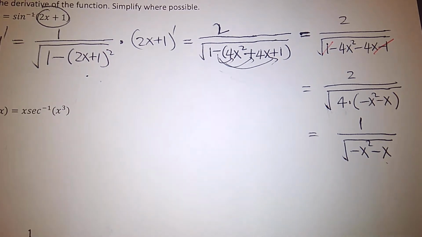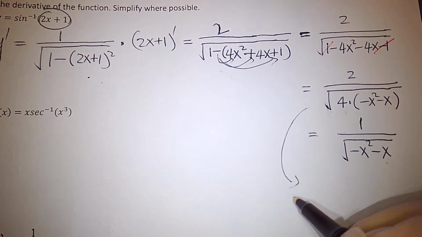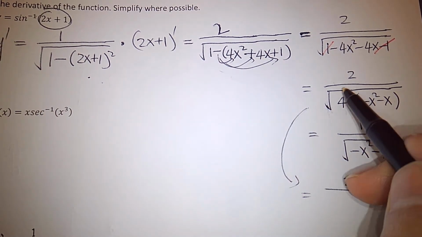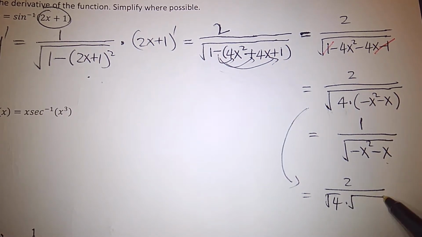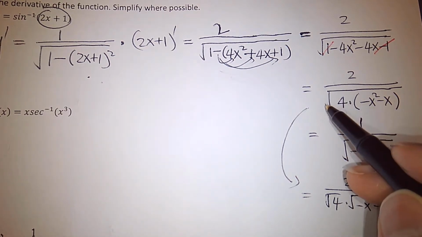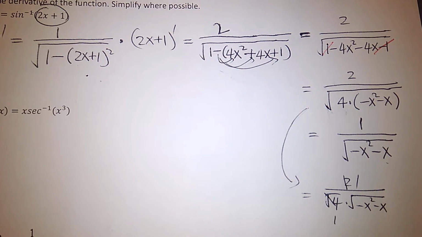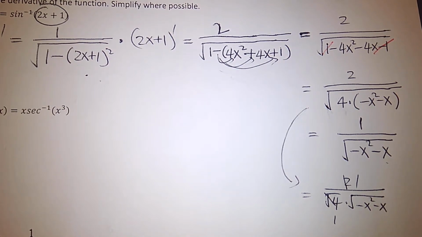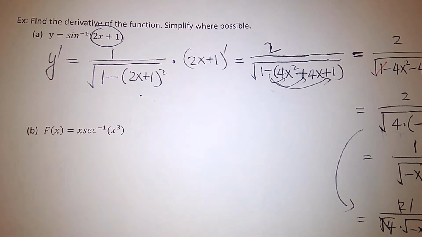Let me run for one more step. Some of you guys are still confused, so I'm going to write it here. Equals 2 over the square root of 4 times the square root of negative x squared minus x. The square root of 4 is 2. These two cancel, so that's how we get this. This question is for inverse sine.